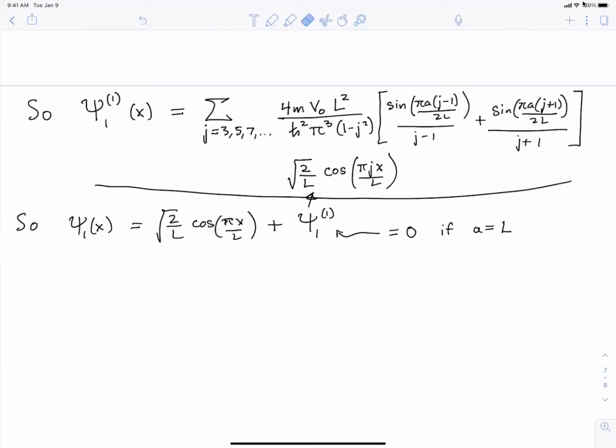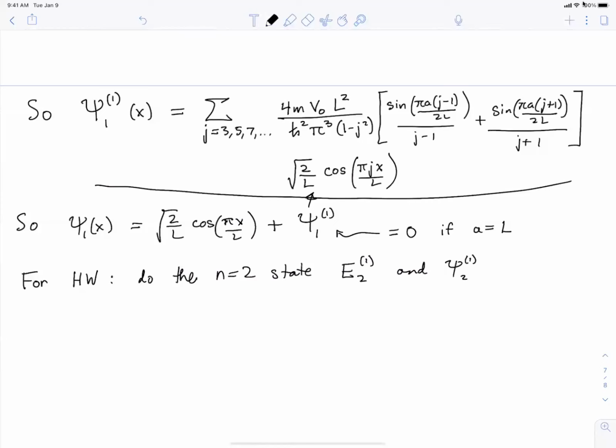As I said, for homework, you're going to just get to do the exercise of doing the n equals 2 state. Okay, and so what you're specifically supposed to calculate is the first order correction to the n equals 2 state energy and the wave function. Okay, and if you're guessing that what happens is mostly that some sines turn into cosines, that's exactly what should happen. All right, any questions on that?